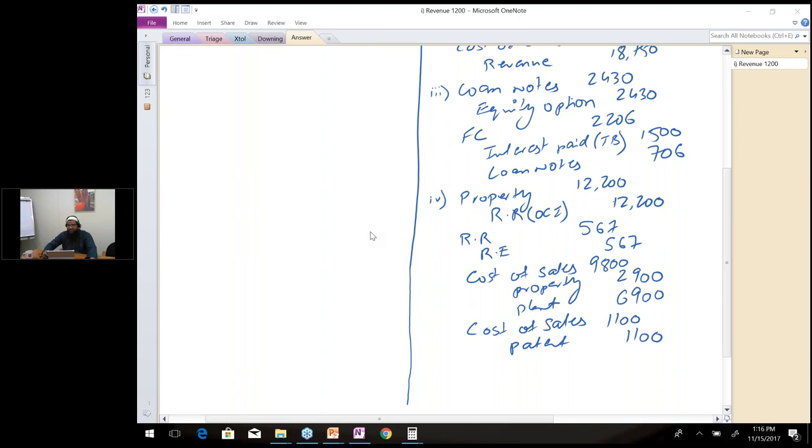Shiza is asking, will finance cost go in liability too? Yes, Shiza, the amount that we have not paid, which was of 706. This will go in the liabilities, nothing else.